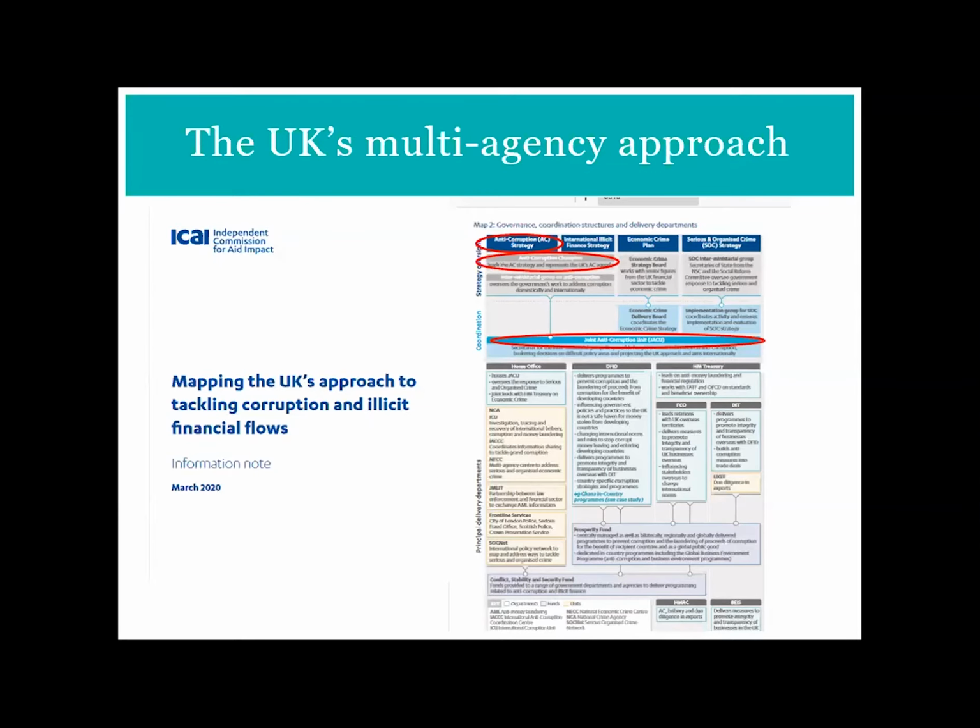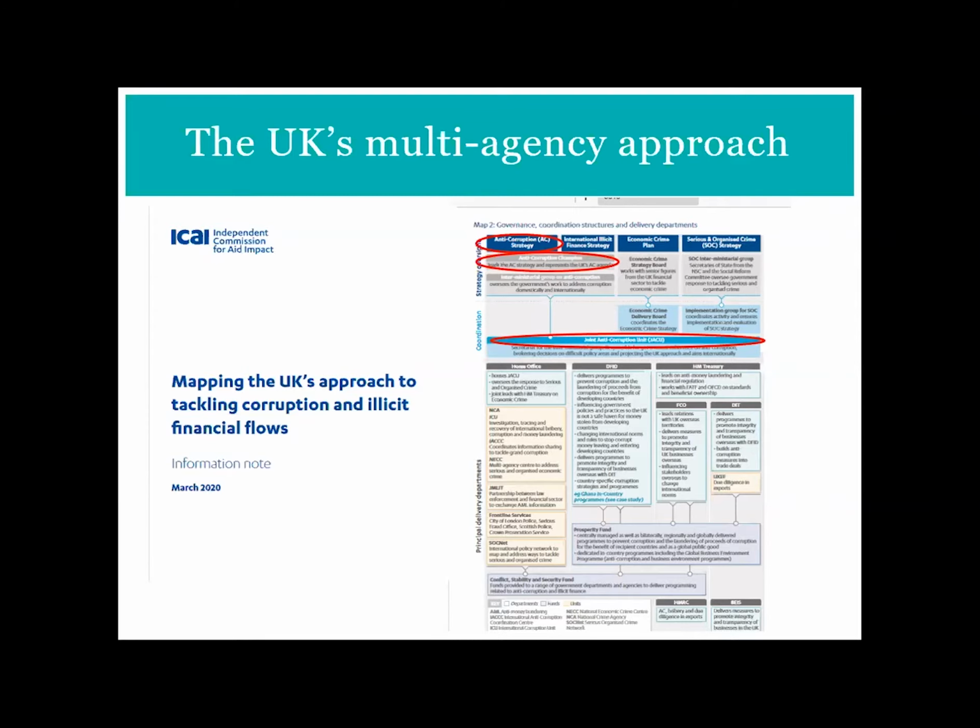Well, the UK has what would be described, in UNCAC terms, as a multi-agency approach. In other words, there isn't a single agency like an anti-corruption agency which has responsibility for the UK's approach to tackling corruption. What I've highlighted in red here are three sections of a mapping out that comes from a report given by ICAI, the Independent Commission for Aid Impact.